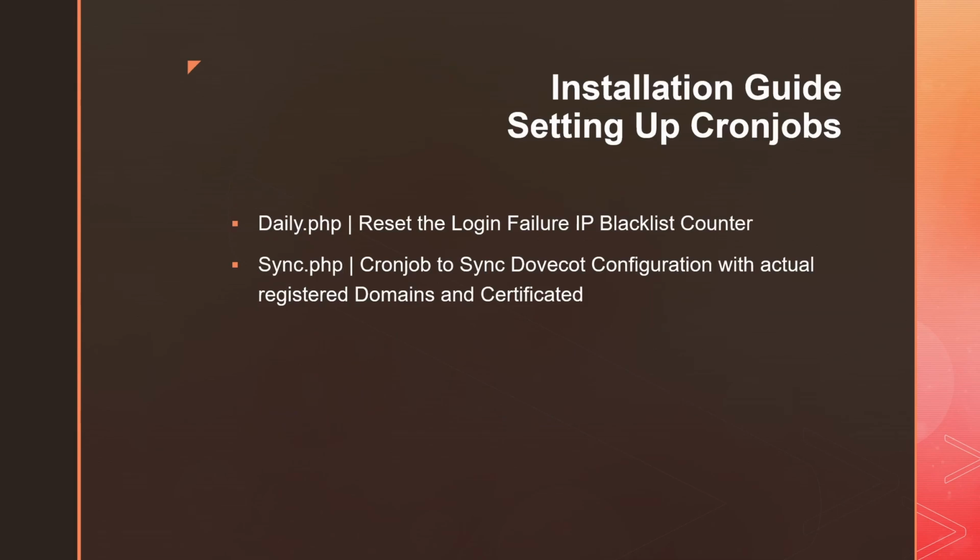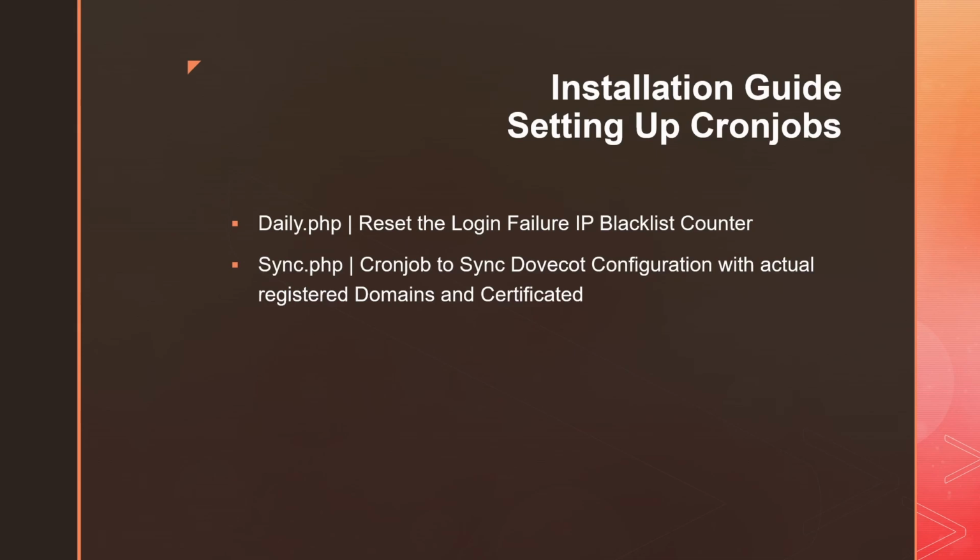This software comes with two cron jobs. They are in the cron job folder of the repository. The first cron job is daily.php. This is only here to reset the login failure IP blacklist counter. If you need this cron job, you can set it up. If not, this is optional, then just leave it.